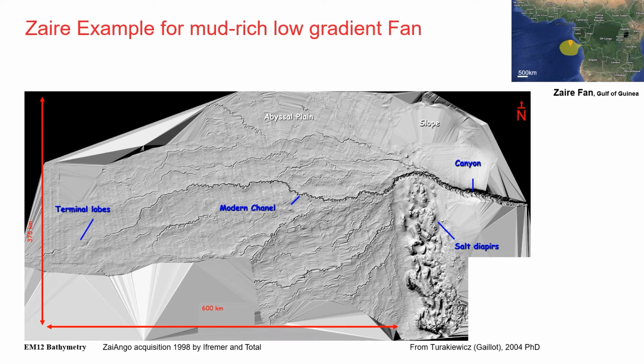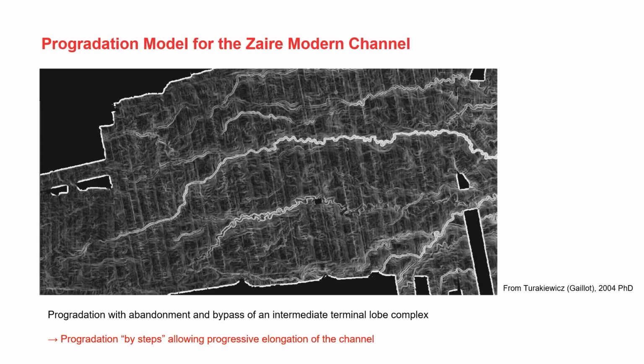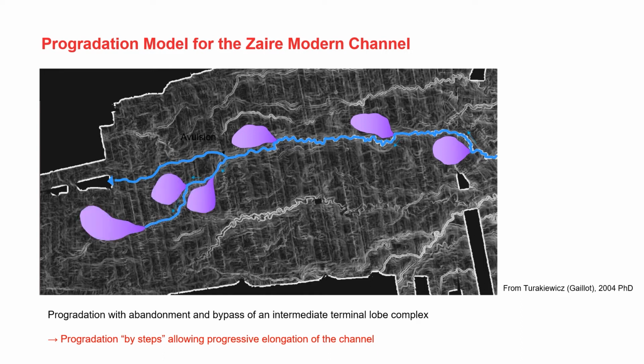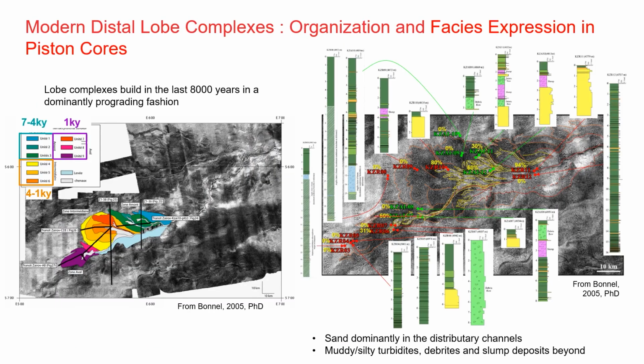Numerous abandoned channels are also visible, representing a long history of fan growth from the lower slope to the abyssal plain. The modern channel didn't build its long stretch all at once, but rather prograded by steps with abandonment and bypass of ancient terminal lobes. This was evidenced by the study of 2D high-resolution seismic acquired across the entire fan during the Zaiango surveys.